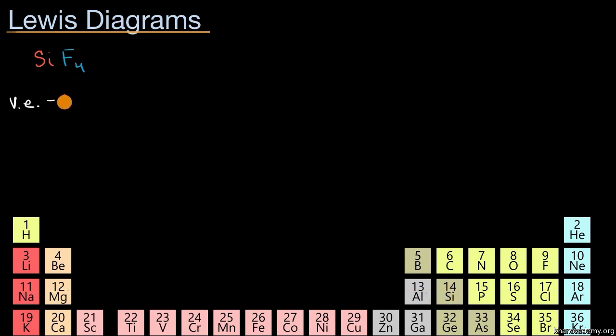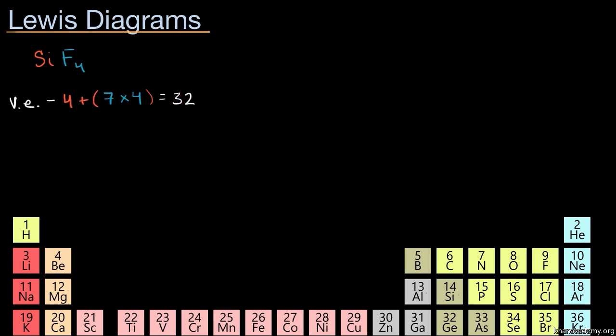So silicon here has 4 valence electrons, and then to that we're going to add the valence electrons from the 4 fluorines. A free neutral fluorine atom's outer shell is the second shell, and in that outer shell it has 1, 2, 3, 4, 5, 6, 7 electrons. So each of these fluorines has 7 valence electrons, but there are 4 of them. So one silicon tetrafluoride molecule is going to have 4 plus 28 valence electrons. So this is going to be a total of 32.